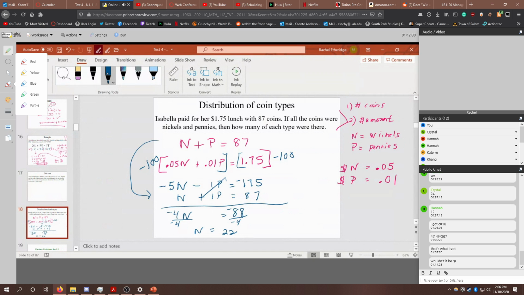So I have n plus p equals 87. If I have 22 nickels, then I have to subtract from 87 to get my pennies. So I have 22 nickels and 65 pennies. And that's it. That's 8.1.